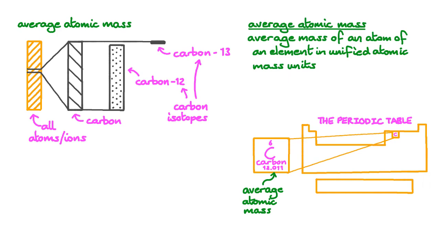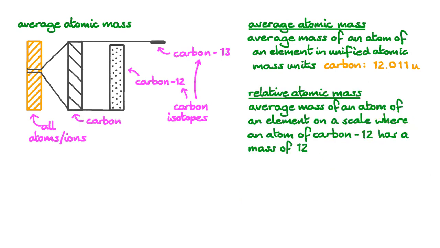We define the average atomic mass of an element as the average mass of an atom of that element in unified atomic mass units. The average atomic mass of carbon is 12.011 unified atomic mass units, a little more on average than a carbon-12 atom because there is some carbon-13 in samples on Earth. Of course, you can use relative atomic mass, or RAM, instead, which is simply the average mass of the atom on a scale where an atom of carbon-12 has a mass of 12. Some elements don't have standardized atomic masses because they are too rare for accurate measurements to be made, often because they are unstable and undergo radioactive decay to form other elements.